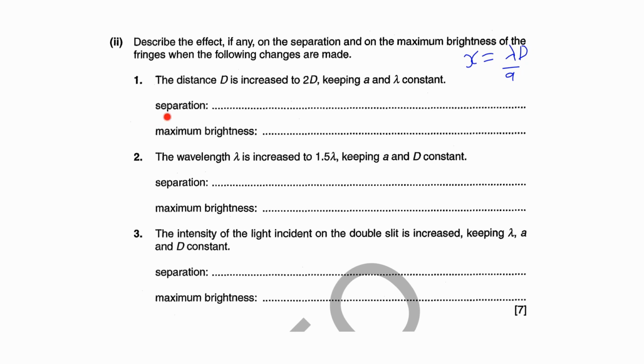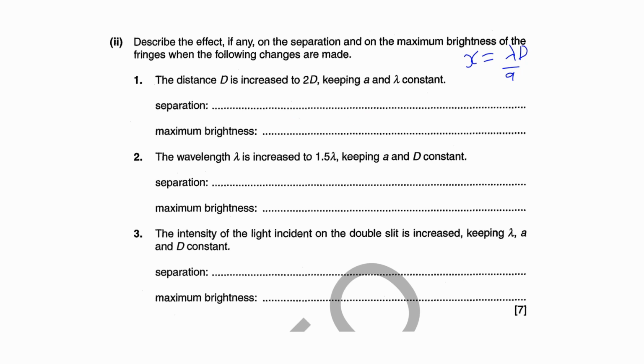And what about maximum brightness? Now you can imagine this. If you place the screen further behind the source, of course by the time the light reaches there it will be less bright because it'll travel further. So that's why your maximum brightness will decrease.